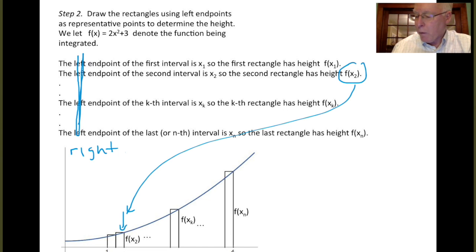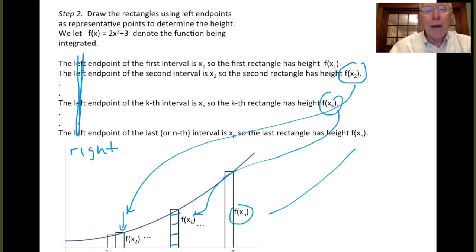I haven't written in the one for x1 because there's not space. Here's the generic kth rectangle over here. This right endpoint here would be x sub k, and its height then is given by the function value at that point, f of xk, and the last height is given by f of xn. Now, really, if you know the sum formula for the Riemann sums, the definite integral, etc., you don't really have to draw this picture, but I always find it very helpful. And we're going to continue with this area rectangle analogy as we go through the problem.